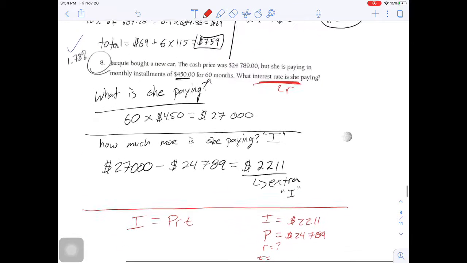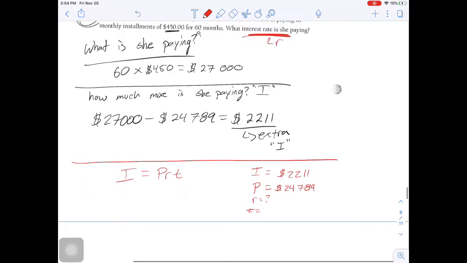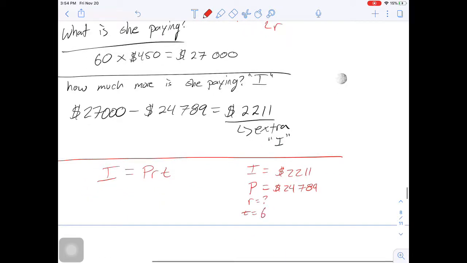Now, remember, in this equation, the t value has to be in years. This payment was made over 60 months. Figure out what 60 months is in years. So 60 months divided by 12, and that's going to give you 5 years. Okay? When you're converting months into years, you divide it by 12 because there's 12 months in a year. So now we can solve for R.